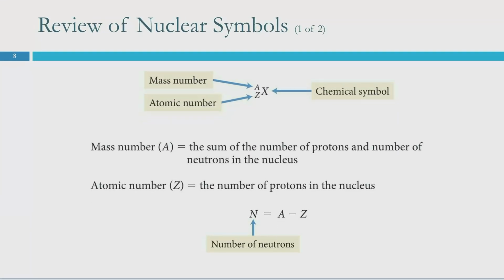Okay, so reviewing nuclear symbols, since we haven't looked at them in a while, isotope symbols. We've got a couple of features of our nuclear symbols. We've got the mass number. The mass number is the amount of particles that have mass, or that have significant mass. So this is protons and neutrons.